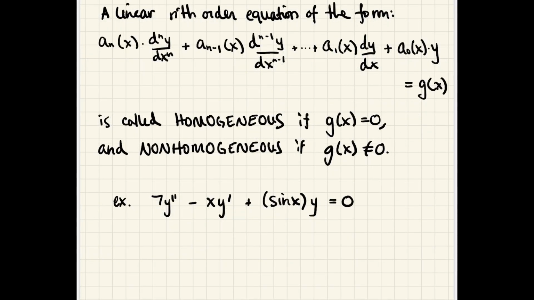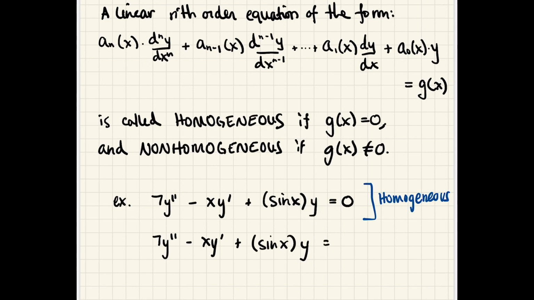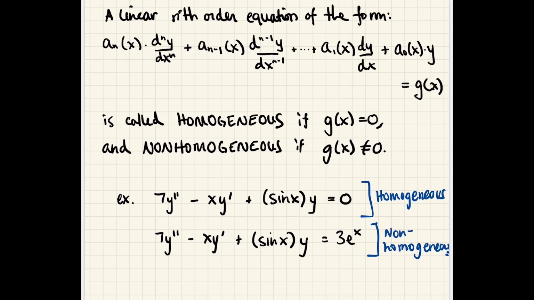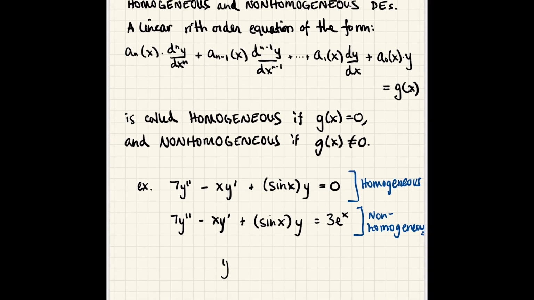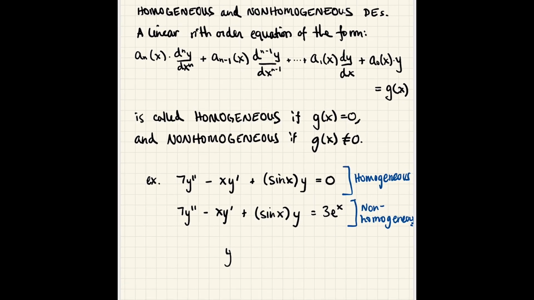So, for instance, this one here is a homogeneous equation, and this one here is non-homogeneous, because of this extra term here. Note that even something that looks homogeneous might not be. If you have y double prime plus 6y plus 1 equals 0, this is not homogeneous because that 1 really belongs on the right-hand side as negative 1, making this a non-homogeneous equation.